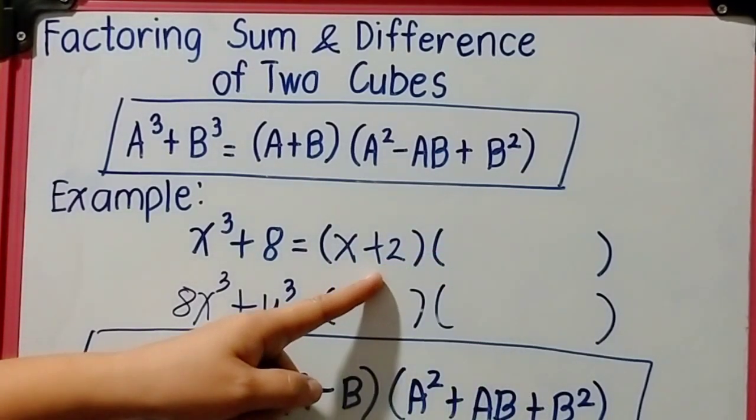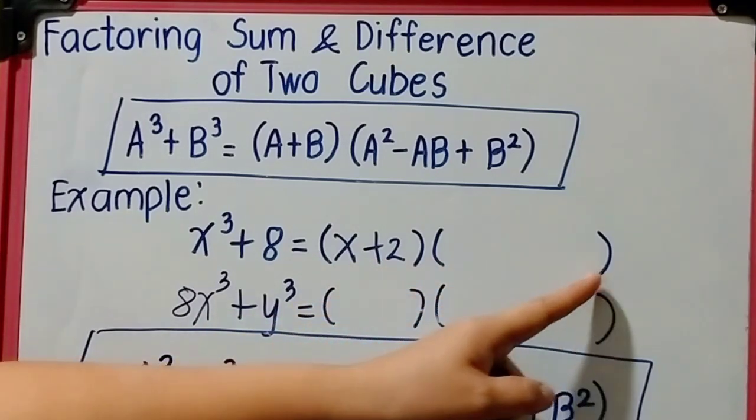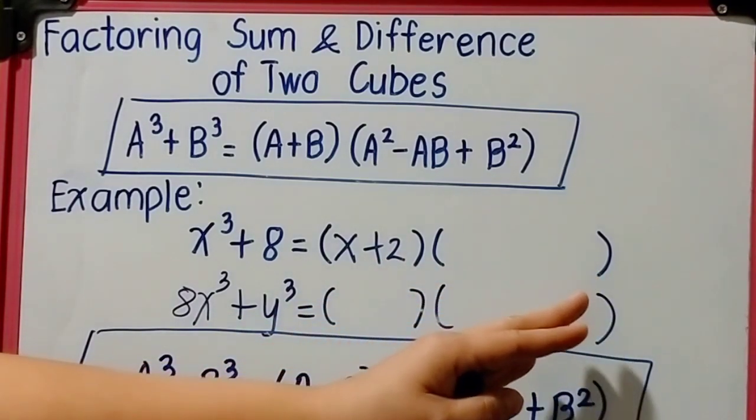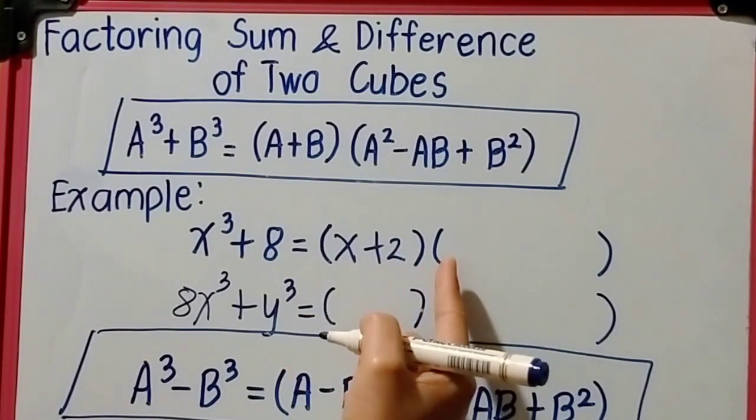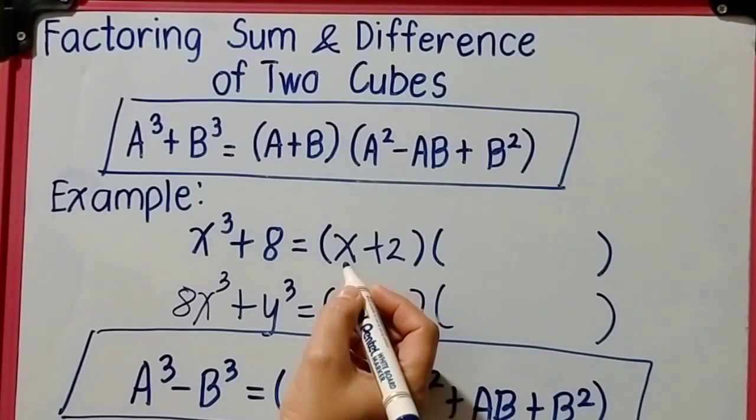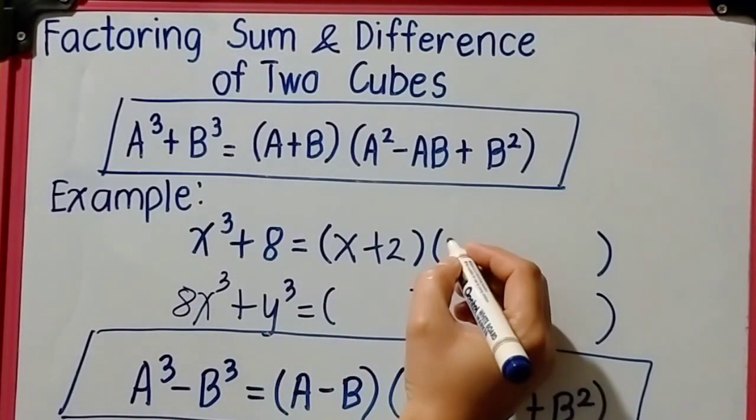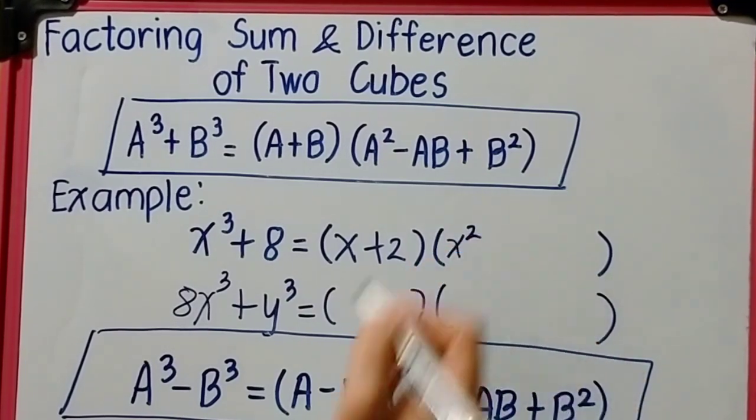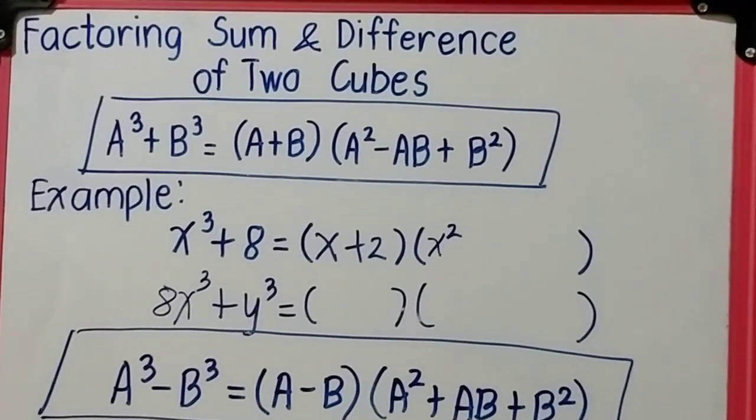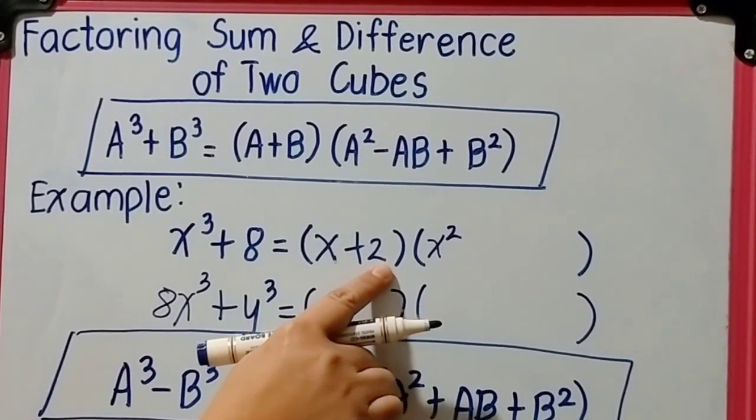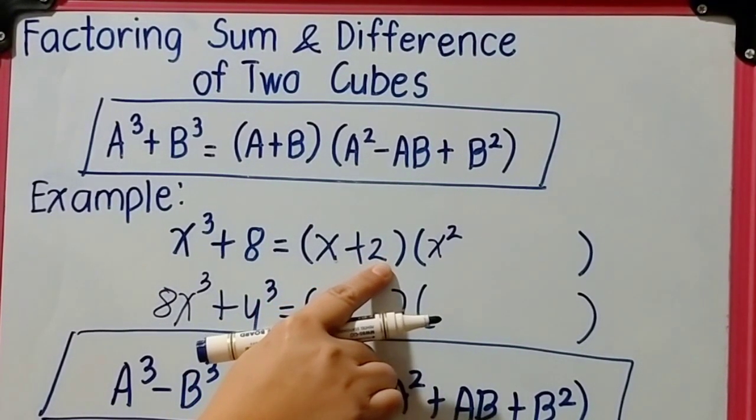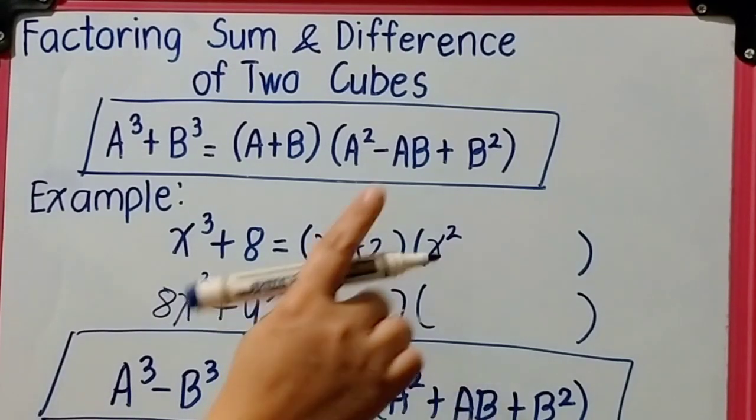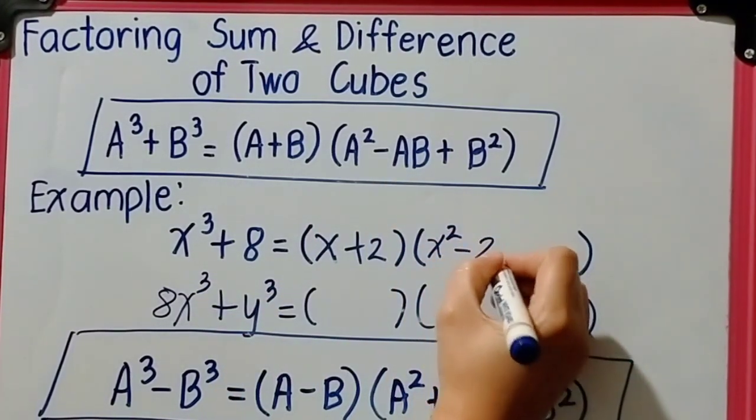After getting the first factor, we can easily get the second factor because the second factor again will be based on the first factor. So let us get the second factor. The first term of the second factor will be the square of x. That is x squared. And the second term will be the product of these two terms with the opposite sign. So x times 2 will give us 2x. Get the opposite of that sign. That will be negative 2x.